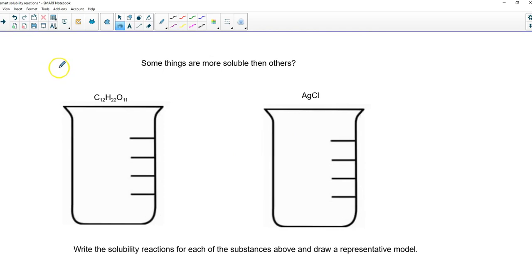So some things are more soluble than others. Write the solubility reaction for each of these substances and draw the model above. This one I just did, so I either might change it or I'll leave it alone. But give me 1 second here. Because we just did that, we'll swap it out. Okay, so let's see what we got here.